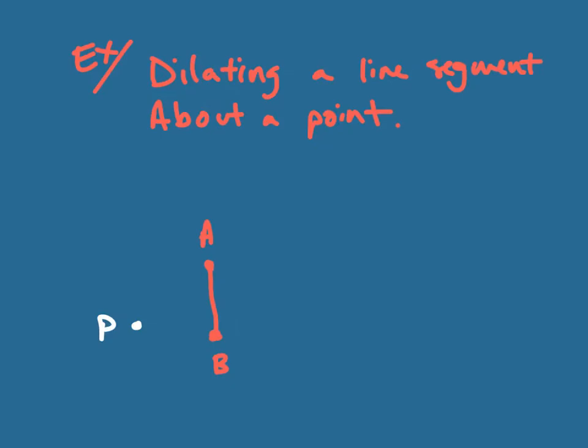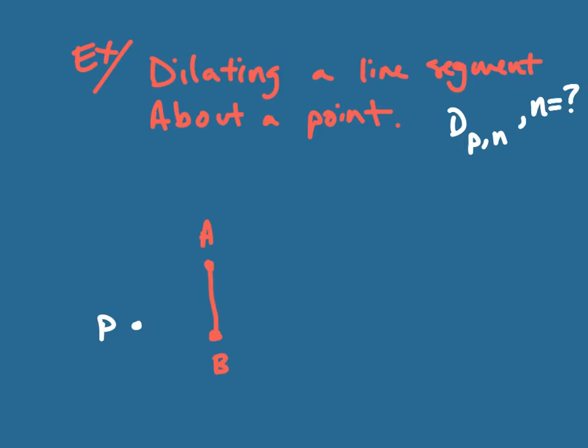Let's say that I want to dilate this segment AB about point P. First of all, we have this rule here, that I'm going to dilate about point P by scale factor n. The D represents that you're going to dilate. The first letter here is the point at which you're dilating about, and then n is your scale factor. So we know that we're dilating about point P, but we don't know our scale factor.